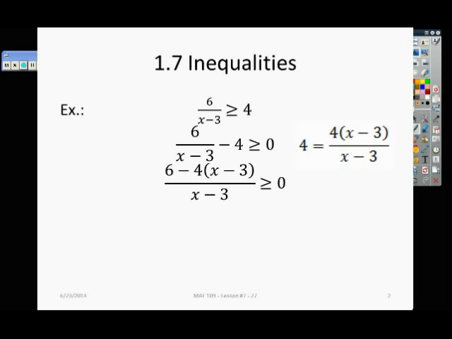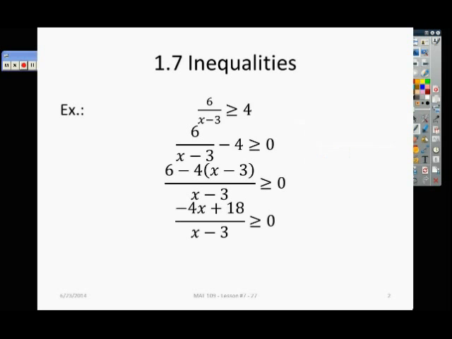I can write the numerators from the two fractions in a common fraction as shown. When I combine the terms in the numerator of that fraction, I get minus 4x plus 18, and I now have a single fraction greater than or equal to 0. Once I have this single fraction, I take the numerator and the denominator of that fraction, set both of them equal to 0, and solve for x from each one in order to find the breakpoints.